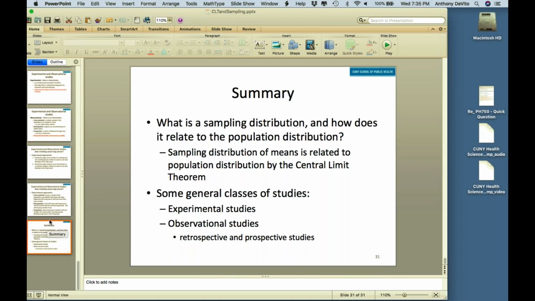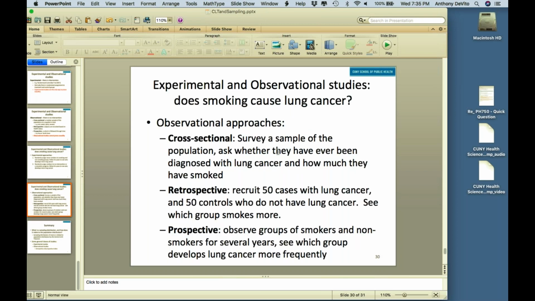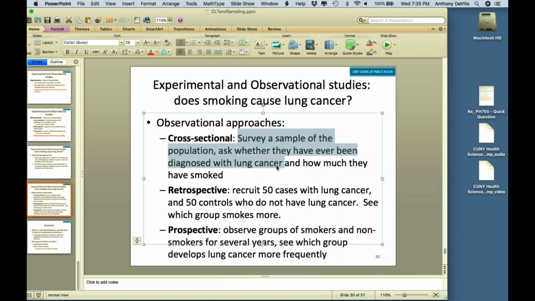You might get a question or two that says: a cross-sectional survey sample asks whether or not they have been diagnosed with lung cancer and how much they have smoked. Observational, you're not doing any kind of intervention.